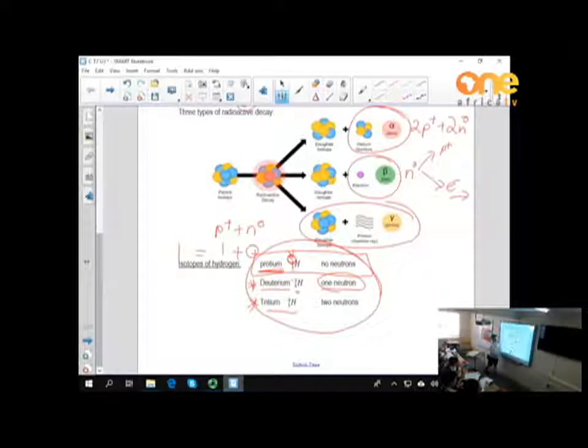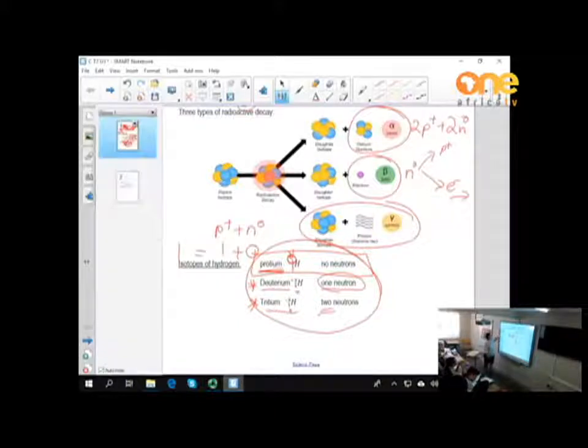And the last one, tritium, has one proton. It has to have one proton, it's hydrogen. If it has two protons, I no longer have hydrogen, then I've got helium. So one proton there, but two neutrons to give me a mass of three. You follow? Okay, many elements have isotopes.